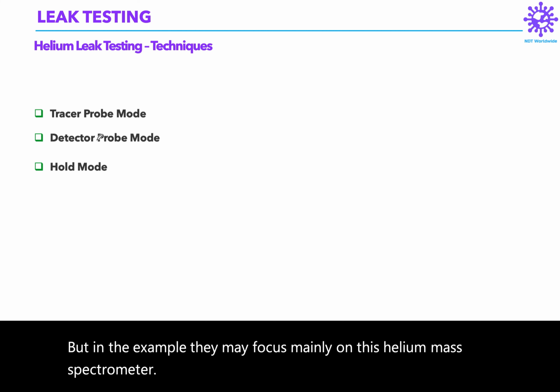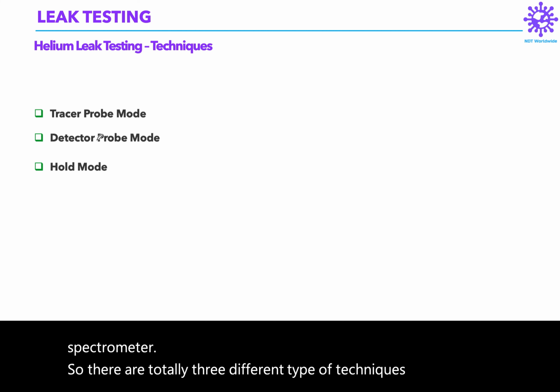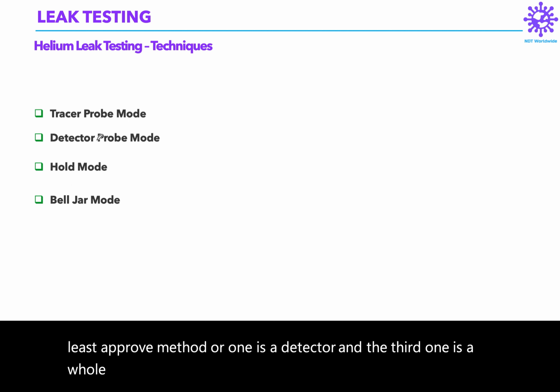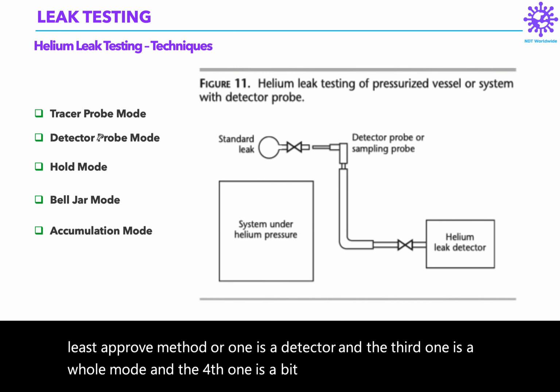So there are totally five different types of techniques. One is a tracer probe method, another one is a detector, the third one is a hood mode, the fourth one is a bell jar mode, and the fifth one is accumulation.